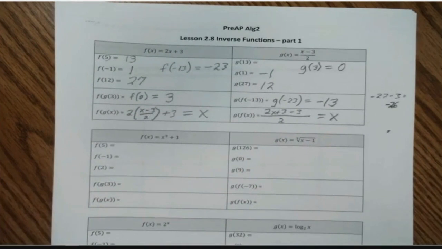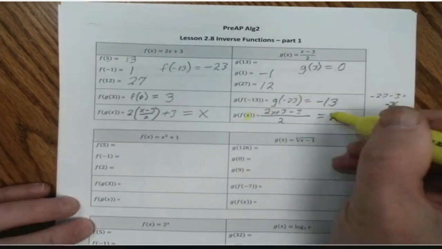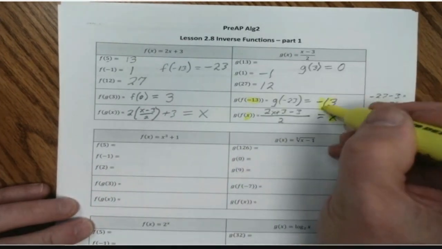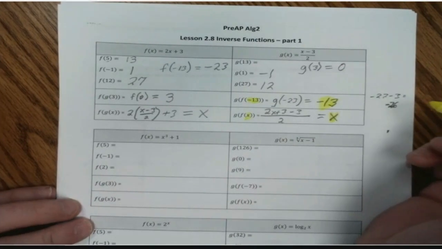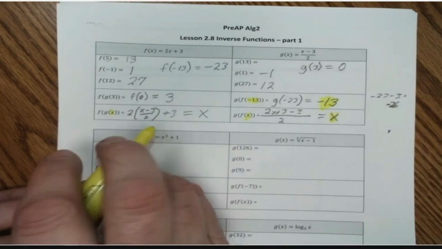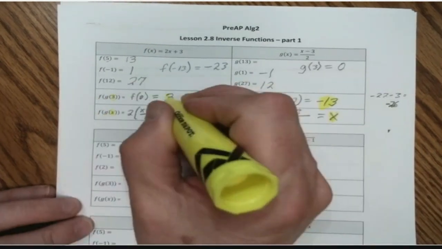Well, that explains it. When you substitute x in there, we ended up with x. That explains why when we substituted negative 13 in there, our answer was negative 13. And when we substitute x into this f of g of x, we ended up with x. So that's why when we substitute 3, we got 3.